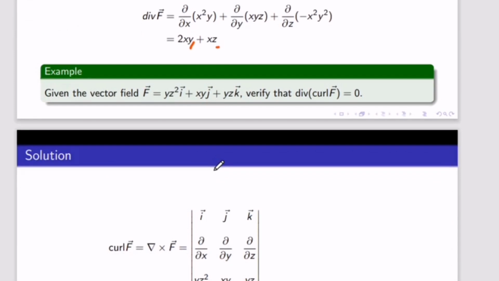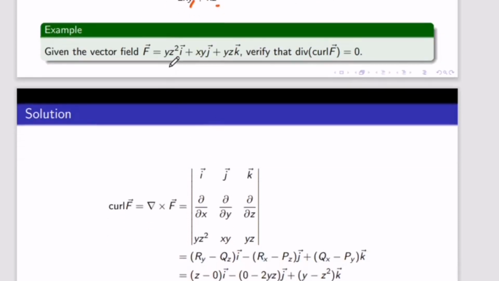Let's prove it. They said that when you find the curl of a vector field, and then you find the div, you should get 0. That is the relationship between the divergence and the curl, right? So let's do that. We have a vector field here, which is yz squared i plus xyj plus yzk. So please in the comment section below, I want you to find the div of this vector field for me.